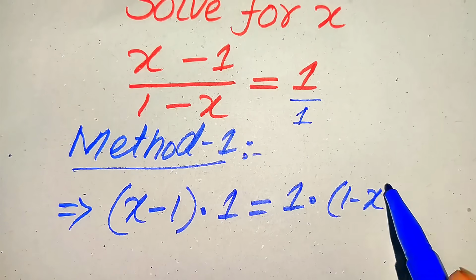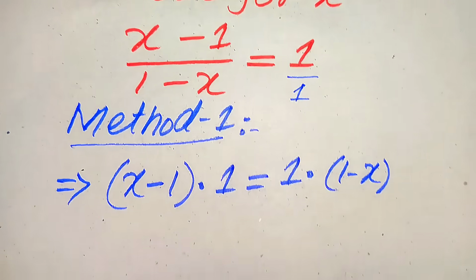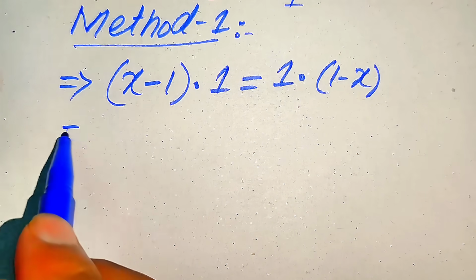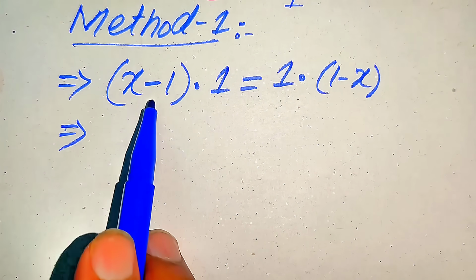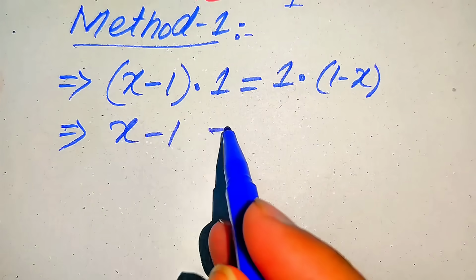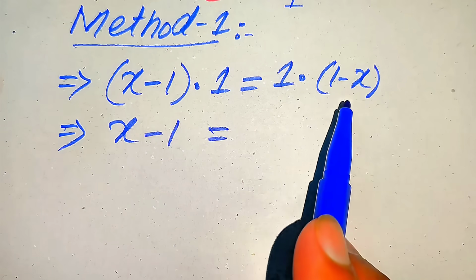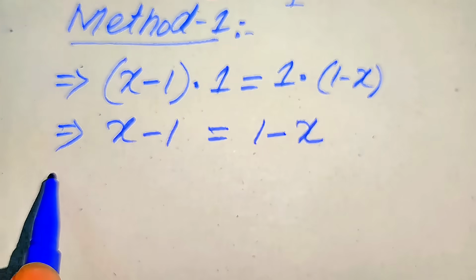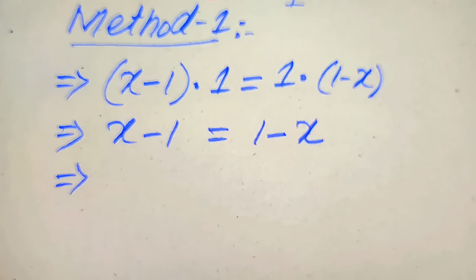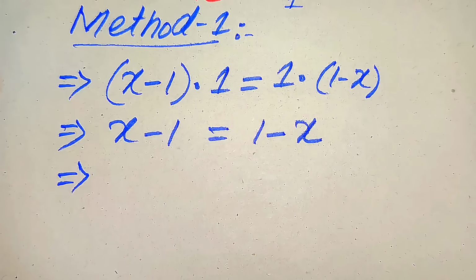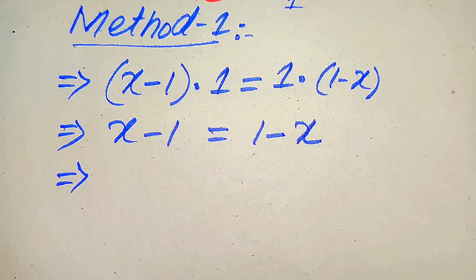by 1 minus x. And because we solve this problem for the values of x, when we multiply this one on both of these terms, it will become x minus 1, and when we multiply this one on both of these terms, it will be written as 1 minus x. And now in the next step, we move all the variable terms to the left hand side, and we move all the constant terms to the right hand side.